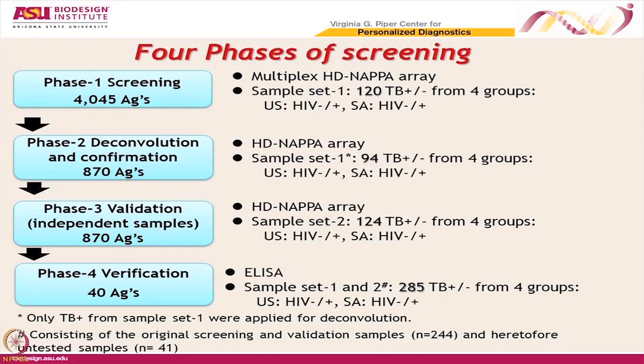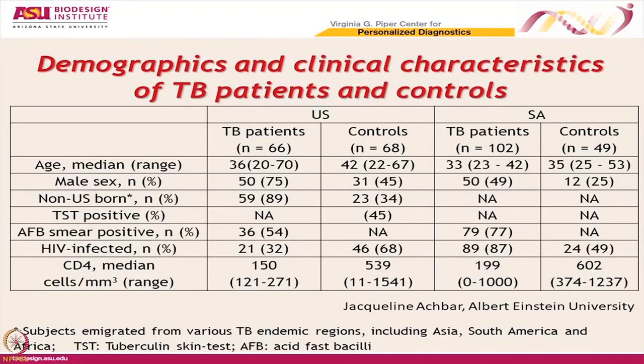In phase one, we screened 4,000 antigens, which is the entire proteome of TB. Phase two, we did a deconvolution on what turned out to be about 870 antigens. We did those 870 antigens on an independent set of samples. And then we did an ELISA verification on the best 40 of all those. All right. And then this kind of gives you a breakdown. Our samples, I think I have a better slide for that part. Yeah, this is a breakdown of the samples that we had.